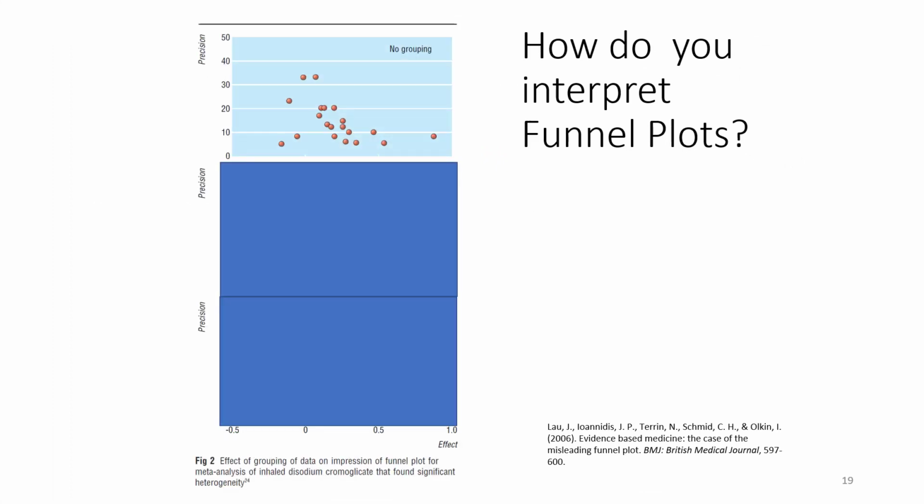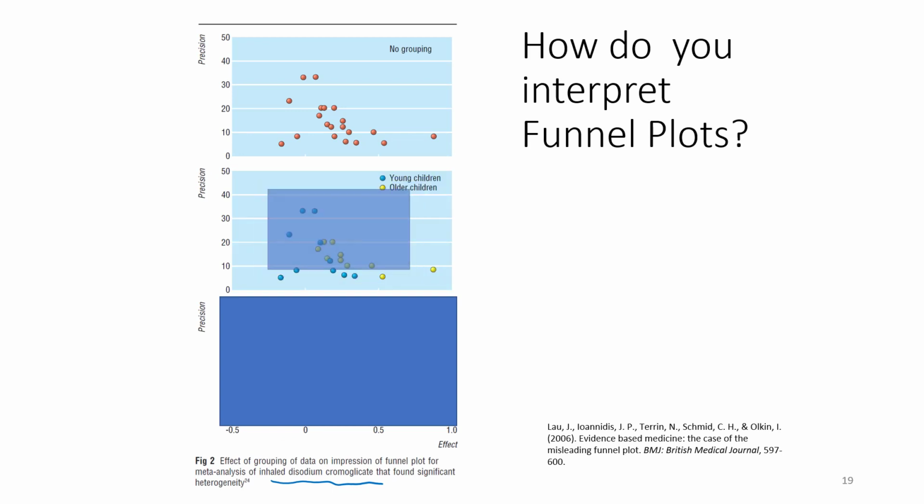Okay. Here's a classic on this point, Lau et al. 2006 again, the same. So here's a suspicious looking set of study results. Imagine some sort of, they say inhaled dysodium. It's a medical thing. I can't even pronounce that. And they found significant heterogeneity. So already I would say that's a caution. But imagine that those two distributions are broken out by younger and older children. That does look a little different already, doesn't it?